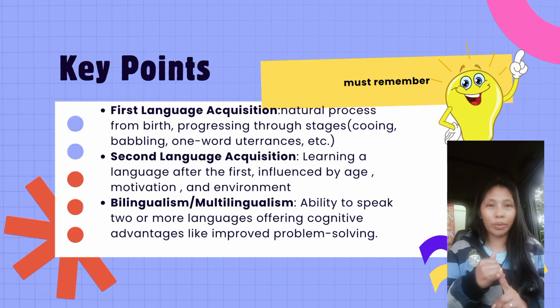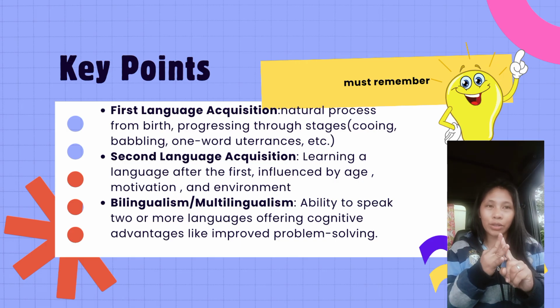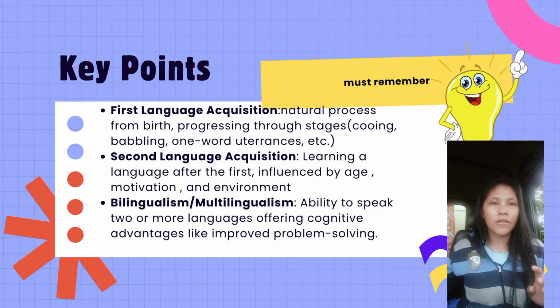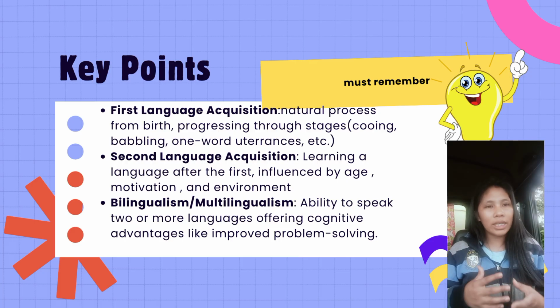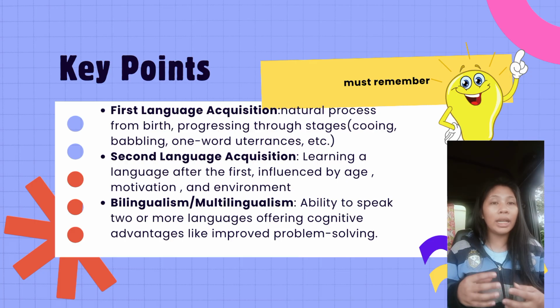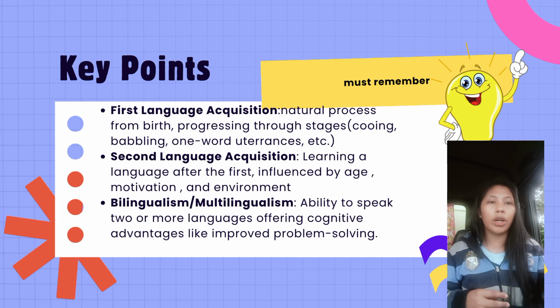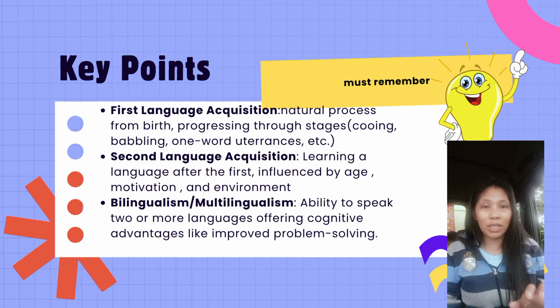So first language acquisition is a natural process from birth, progressing through stages: again, the cooing, the babbling, the one-word stage or one-word utterances, etc. Second language acquisition is learning a language after the first, influenced by age, motivation, and environment. Bilingualism and multilingualism is the ability to speak two or more languages, offering cognitive advantages like improved problem solving. So that must be remembered by all of us.